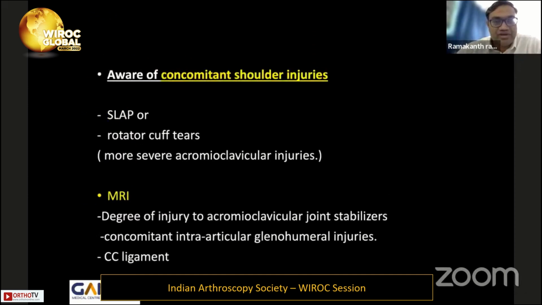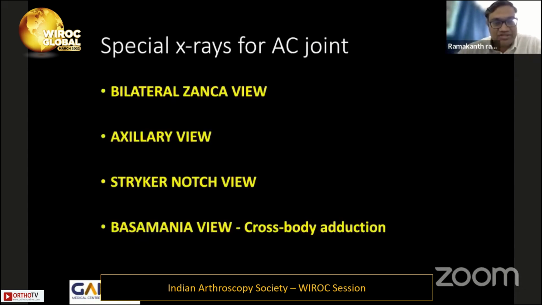We have to be aware of concomitant shoulder injuries, especially SLAP tears and rotator cuff tears in more severe AC joint dislocations, which can be identified on MRI based on the degree of AC joint stabilizer and CC ligament injuries. The special X-rays for identifying AC joint dislocations are the bilateral Zanca view, the axillary and Stryker notch views, and the Basamania view or cross-body adduction stress view.